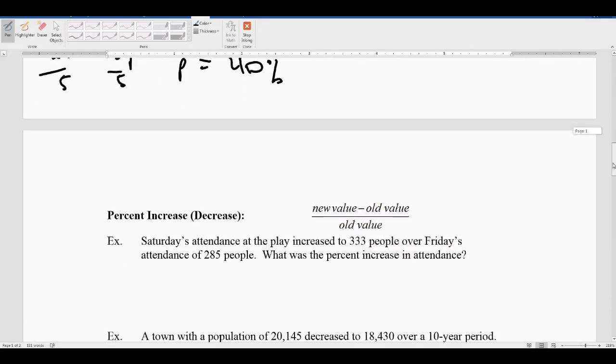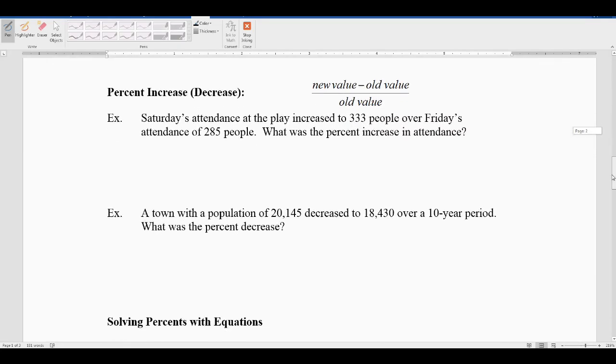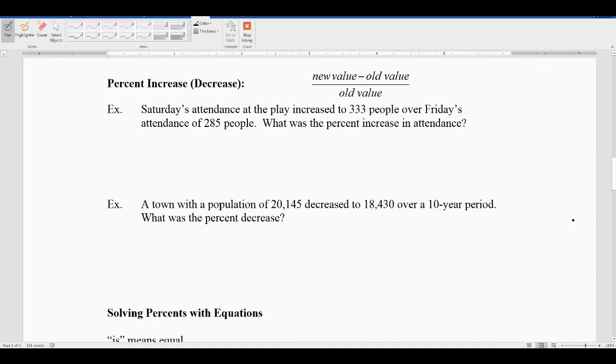Not so bad. Now we have some word problems. Your favorite thing in the world. Word problems. Percent increase or percent decrease. What this is actually finding is the percentage profit or percentage markup or percentage markdown or percentage discount. They all kind of mean the same thing.